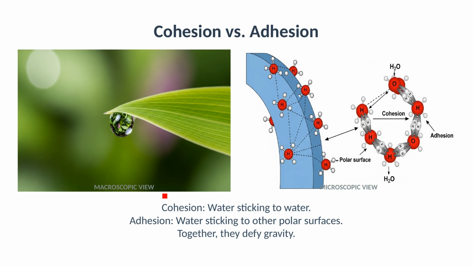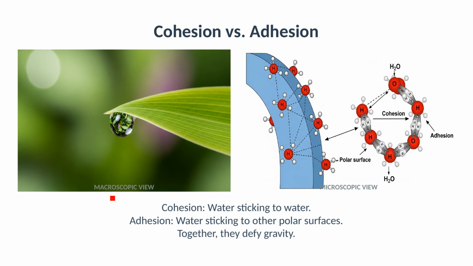This connectedness leads to 2 big concepts: cohesion and adhesion. Look at this droplet hanging off the leaf. Cohesion is water sticking to itself. That's what keeps the drop together.